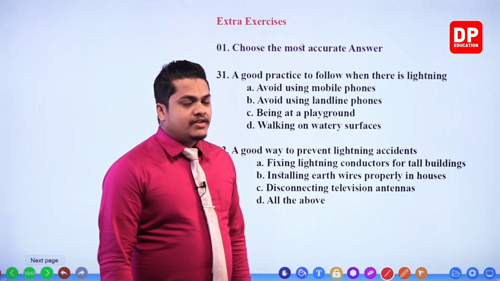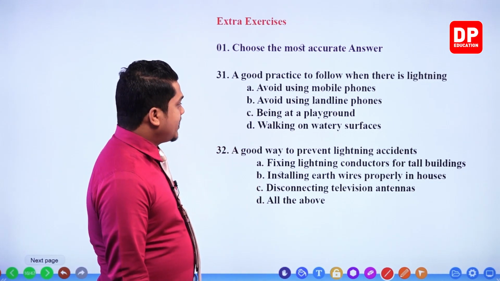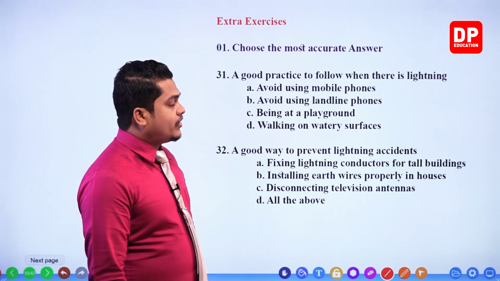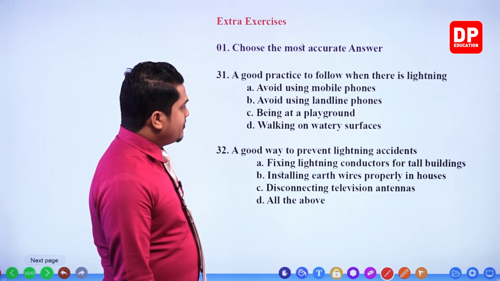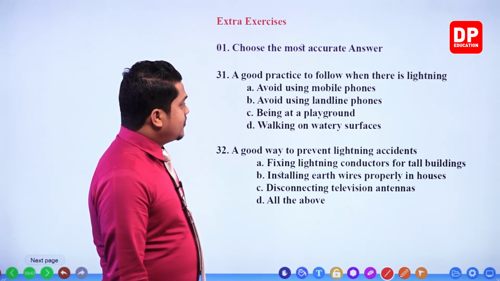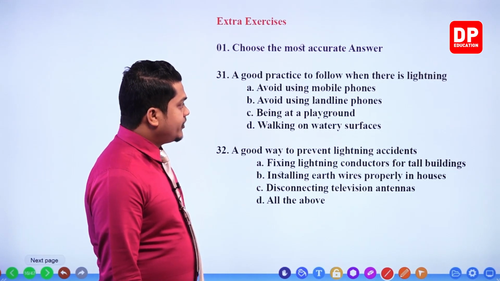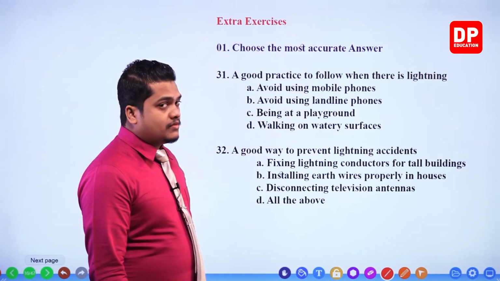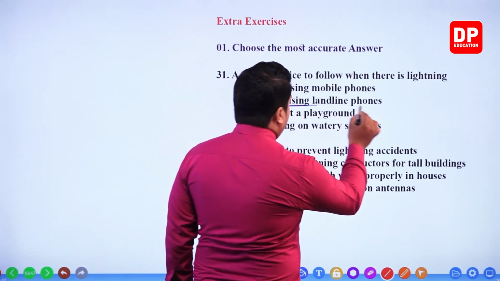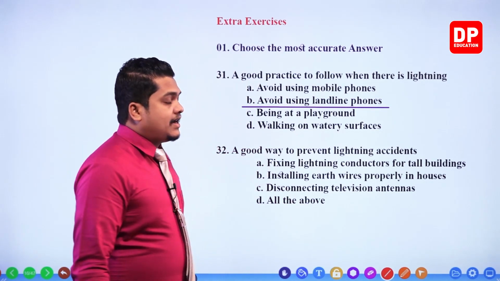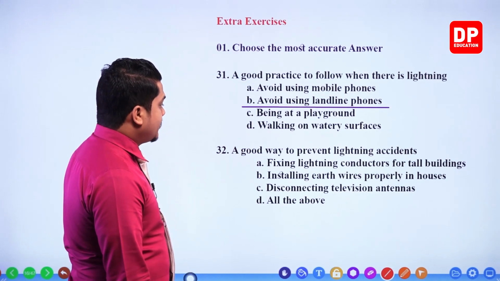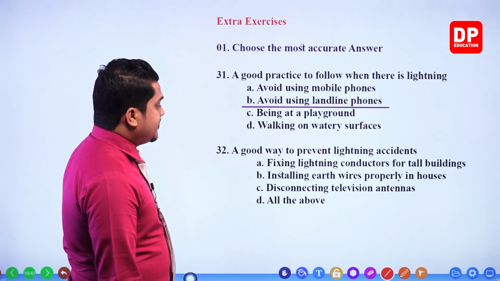So my dear children, let's see what the answer should be. Being at a playground and walking on watery surfaces, we can neglect those two, because they are not good practices to follow when there is lightning. So we have to avoid using mobile phones or landline phones. The most appropriate answer would be avoid using landline phones, because landline phones are connected with conductors.